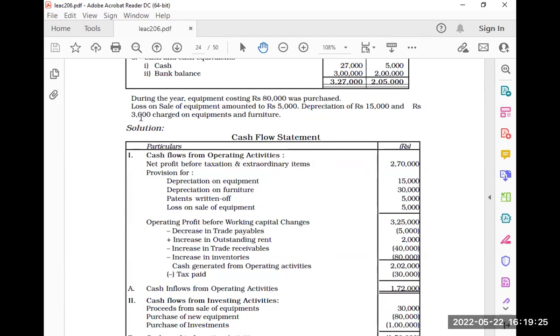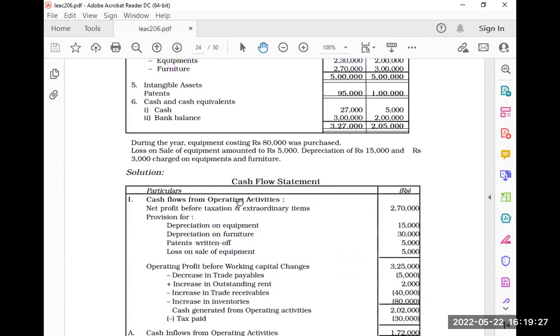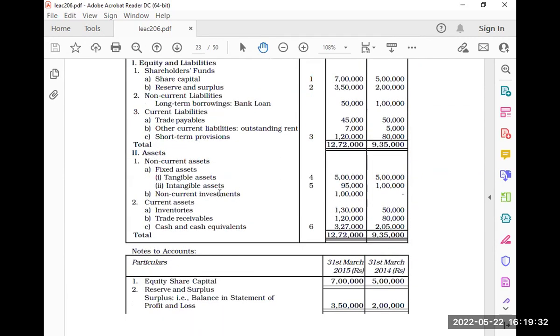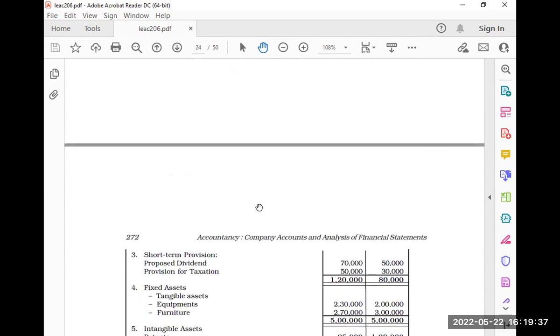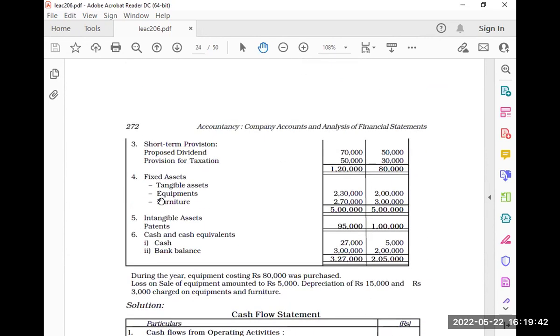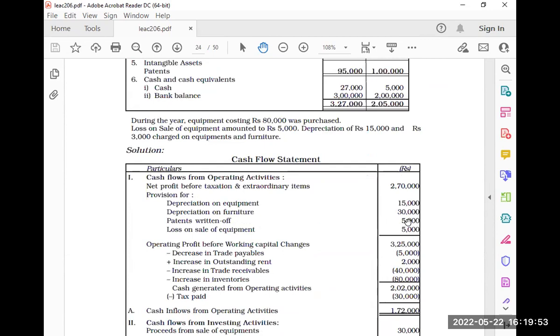That's all. Okay. Now, patent written off. How do you know patent written off? Go to the balance sheet. In the balance sheet, intangible asset is there, note number 5. Go to note number 5. Intangible asset. Patent last year it was 1 lakh. Current year it is 95. How much difference? 5,000 difference. So we have taken here 5,000, patent written off. Nothing but amortization. Okay.